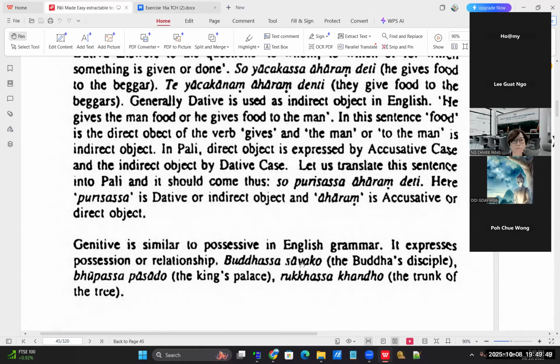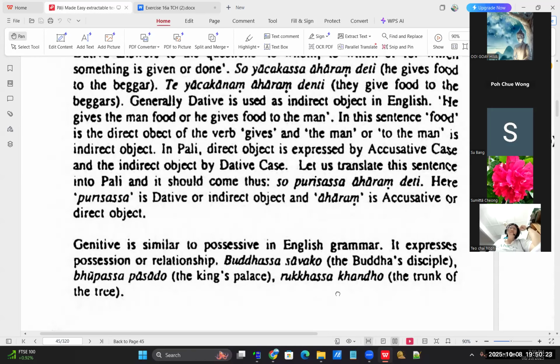Buddhassa sāvako, Buddha's disciple, or the disciple of the Buddha. Bhūpassa pāsādo, palace of the king or king's palace, right? Rukkhassa khandho, trunk of the tree. So what's the meaning of genitive here? It's kind of like belonging, right? Or we use the word belonging. So the disciple belonging to the Buddha, the palace belonging to the king, the trunk belonging to the tree. That's the meaning.